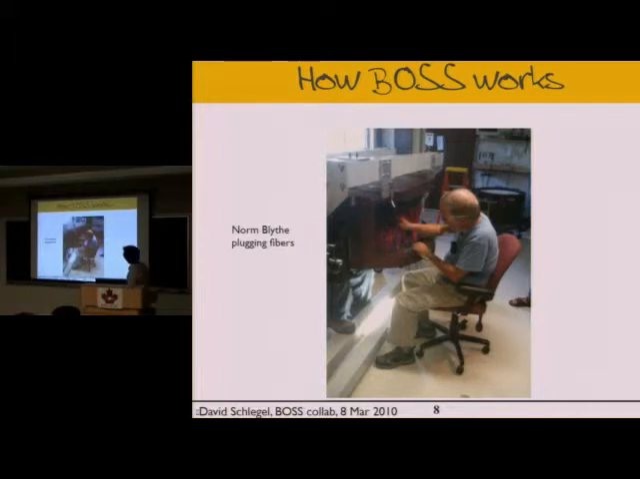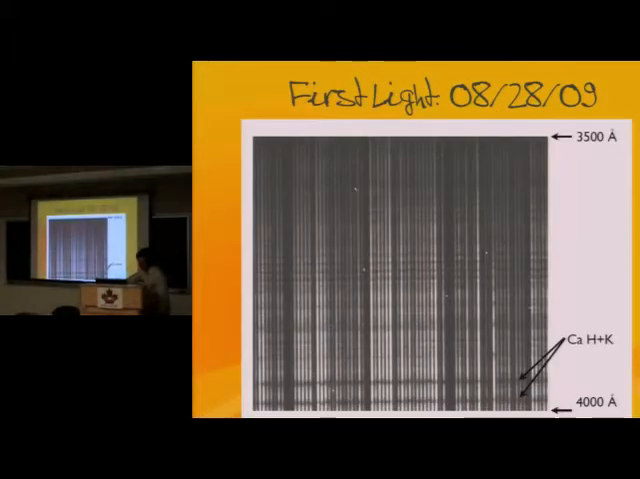And this is actually the first light from the telescope, and you can see this is essentially stellar spectra. This is the wavelength direction, and these are different fibers. And this was at the end of August 2009.